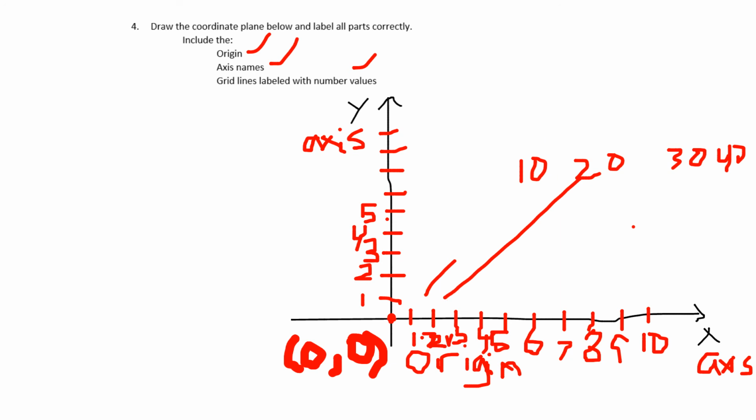It's looking, do you know what all the component pieces are of the coordinate plane? So once again, the x and y axes, then you have the origin, you have the axis names and the grid lines, and you're all set.